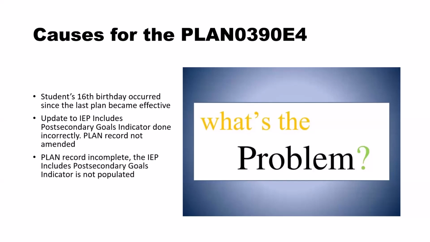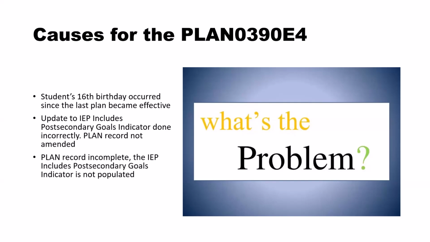Okay, and then the update to the IEP includes post-secondary goals indicator done incorrectly. Plan record is not amended. So one thing that could happen is you can intentionally try to update the student's plan record and the IEP, but if you don't submit the amended record on that student's 16th birthday, if it's after, the error is still going to trigger. It's not amended correctly or not updated correctly. The amendment, that new plan record, has to be submitted on that student's 16th birthday.